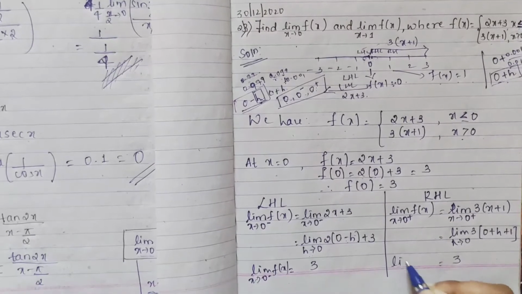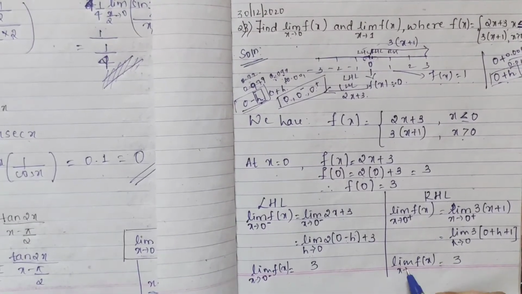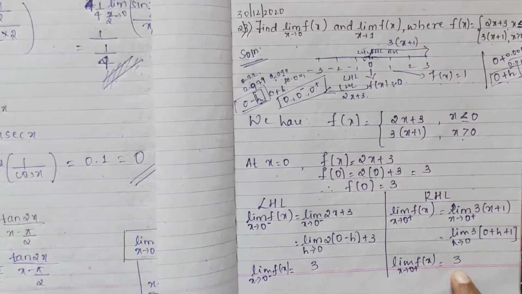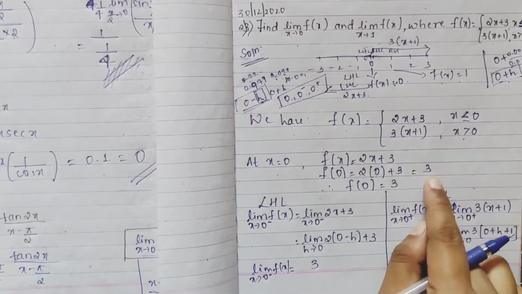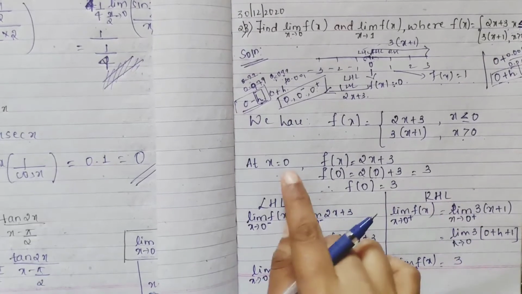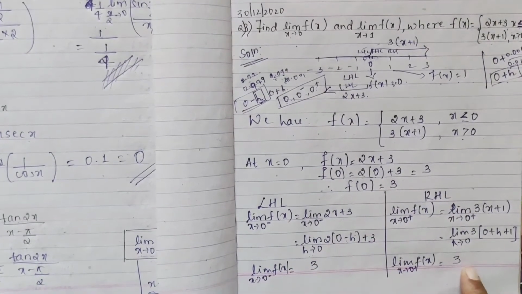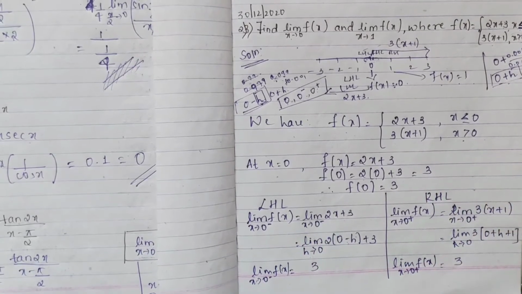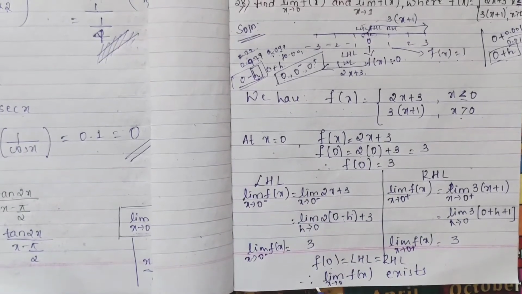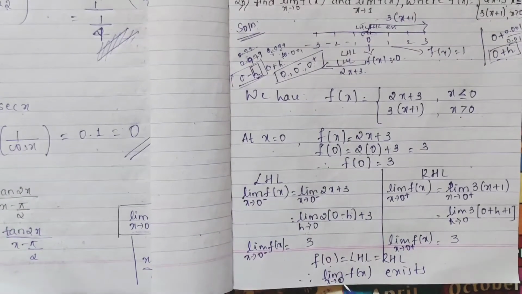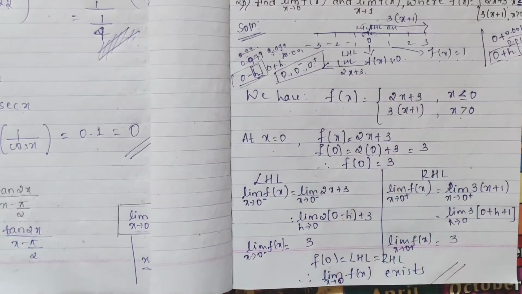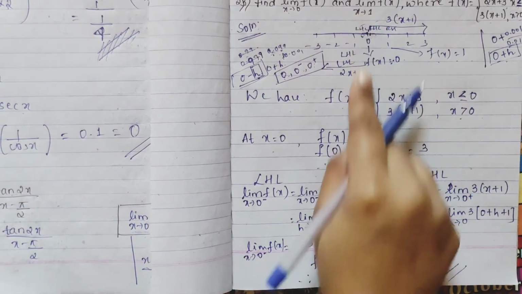Directly if you put, you can see the limit of f(x) as x tends to 0 plus is 3. For your LHL you are getting 3, for your RHL you are also getting 3, and at 0 also you have got 3. The values you are getting are the same, therefore this limit exists. So lastly you can write f(0) is equal to LHL is equal to RHL. Yes, 3, see it is equal, right. So at the end you can write that the limit of f(x) as x tends to 0 exists. I hope it is clear for you. The same way you have to do it for the limit of f(x) as x tends to 1.